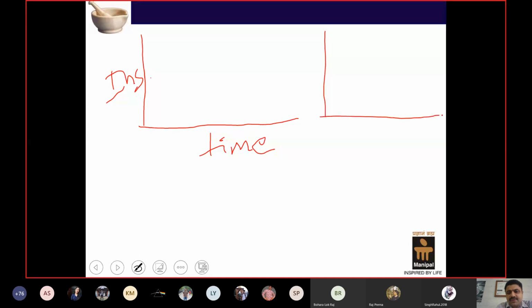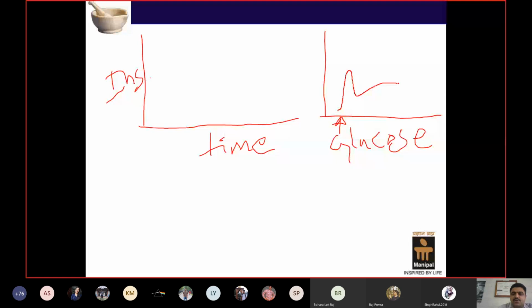If I plot a graph, then what happens when we take glucose, at this point, say suppose. It is very difficult to write here. Anyway, if I give glucose, then you know that there are two phases. One is a rapid phase, and then there will be a delayed phase of insulin release. So two phases there, isn't it? Naturally, insulin is released in this way. Yes or no? This is the first phase, and this one is the second or delayed phase.